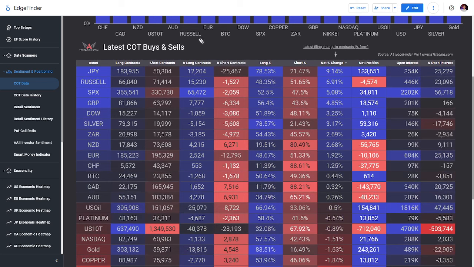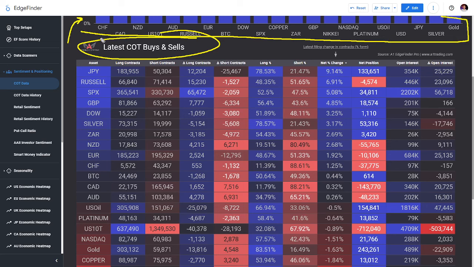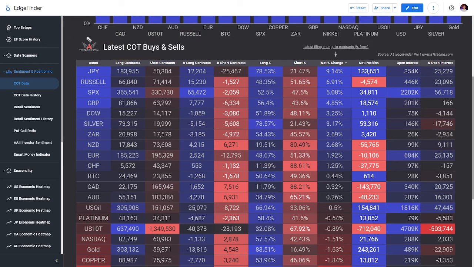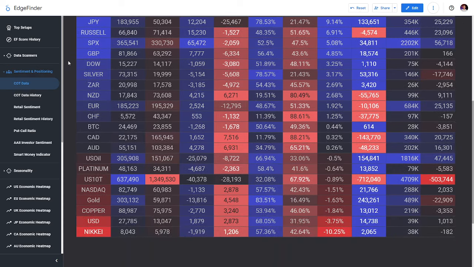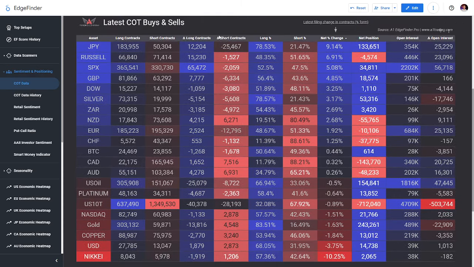So if you're a trader, this is the table you want. Honestly, you could largely ignore most of what's up here. But for traders, you want to look at this section here, the latest COT buys and sells. It will show you the actual change in contracts this week. Was there a heavy shift in bullishness or bearishness on a certain asset? That is what you want to see: the latest buys, the latest sells.